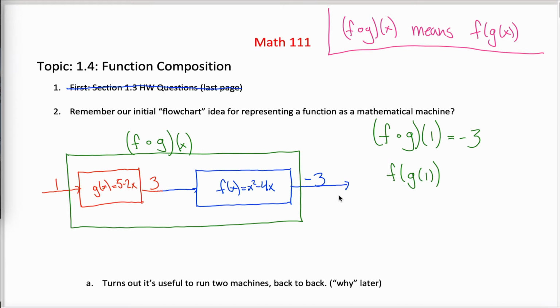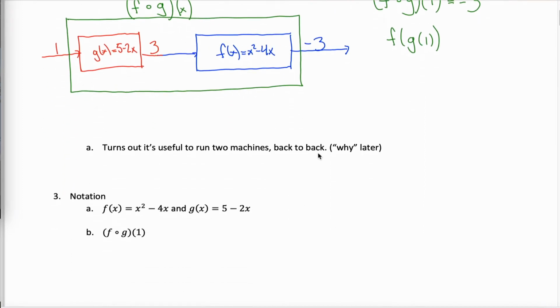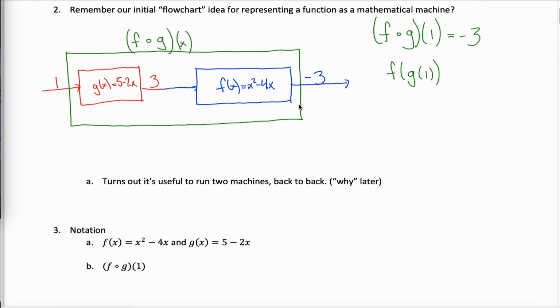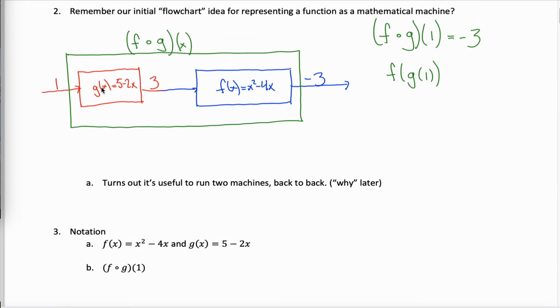Because what happens in a typical problem is you're told what f of x is and what g of x is, and you're asked to evaluate something like f of g of 1. And to answer that question, I guess you have two options. You could draw a flow chart like this, and you'd kind of just need to know that you write the g of 1 first and the f of 1 second, which is kind of the opposite of what you'd think here.